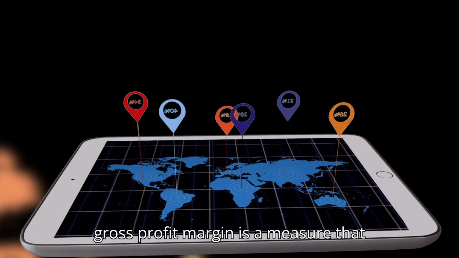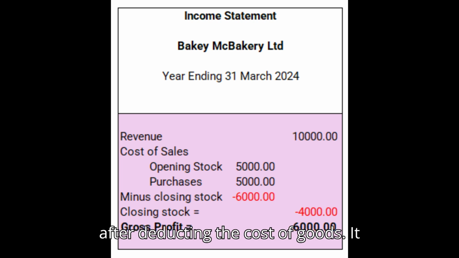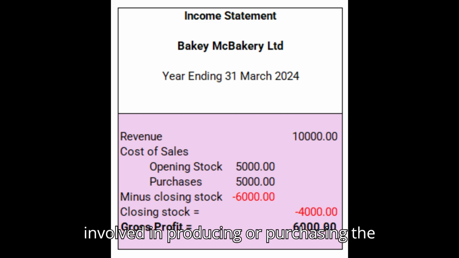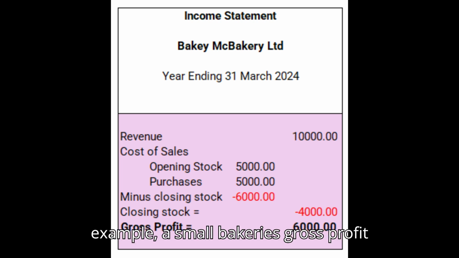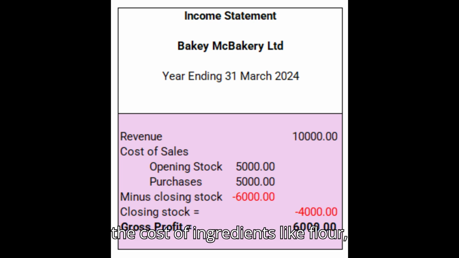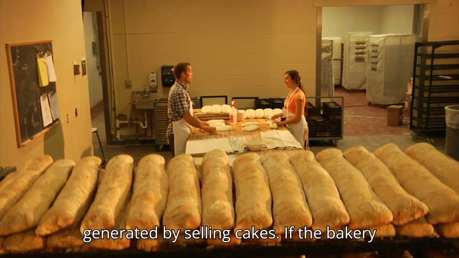The gross profit margin is a measure that shows the proportion of revenue remaining after deducting the cost of goods sold. It ignores indirect costs, such as rent, utilities, and administrative expenses, focusing only on the direct costs involved in producing or purchasing the goods or services a business sells. For example, a small bakery's gross profit margin would be calculated by subtracting the cost of ingredients like flour, sugar, and butter from the total revenue generated by selling cakes.